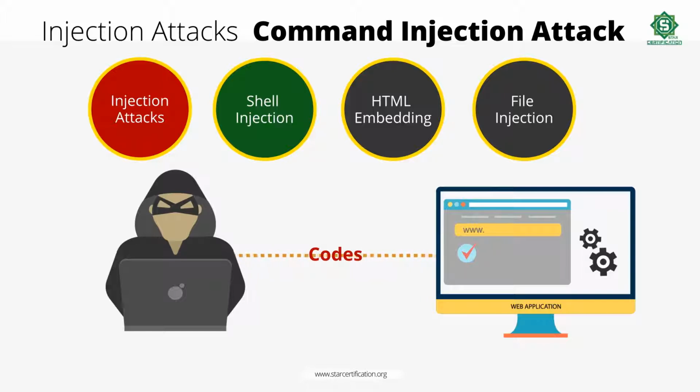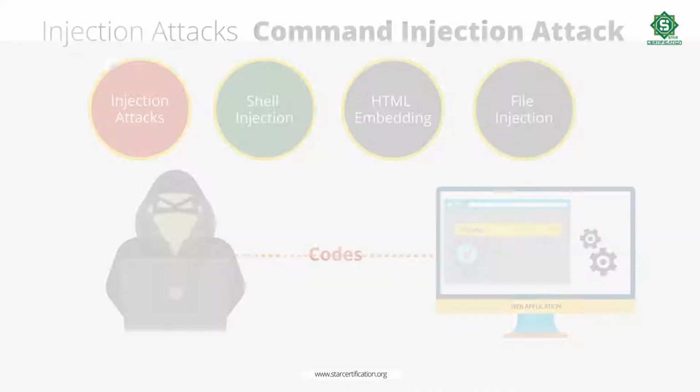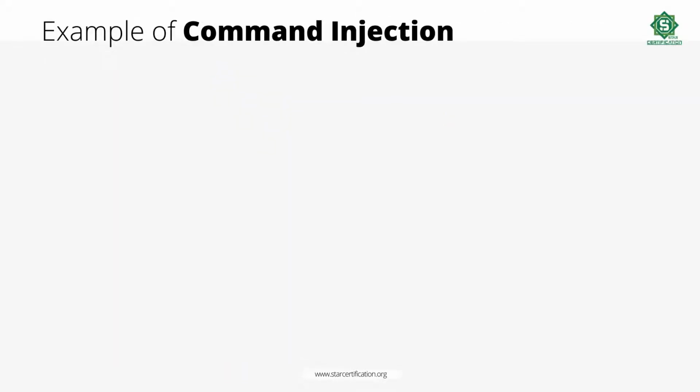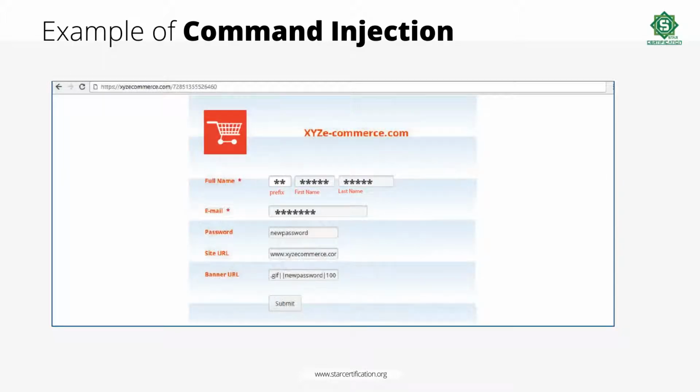Let us now discuss a few examples of command injection attack. In this example, an attacker tries to enter the malicious code, i.e., the account number with a new password. The last two sets of numbers are called the banner size. After entering the details, when the attacker hits the submit button, the password of account 1005 gets changed to the new password. Servers assume that only the URL of the banner image is inserted in the banner URL field.